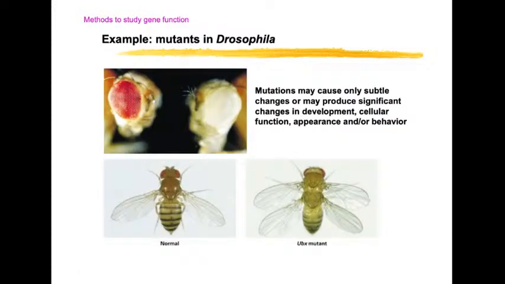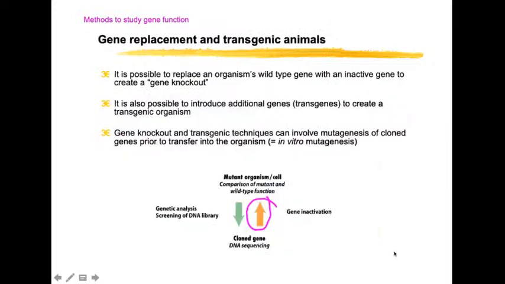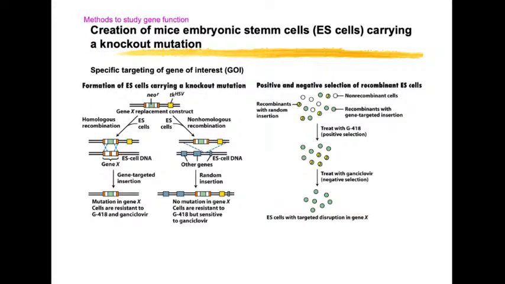Other examples are mutants in Drosophila, having red eye and white eye, and 2 wings and 6 wings. Also in gene replacement and the transgenic mouse, we can inactivate the gene, which we call gene knockout, or we can add one gene to increase the effect of that gene, or we can do mutagenesis in order to create a mutant. Some of the ways to produce knockout mutations are in embryonic stem cells before you put them into the mice, with specific targeting of the gene of interest.